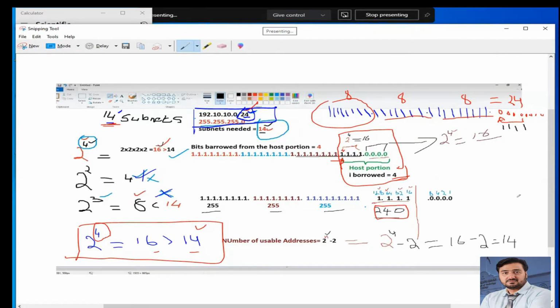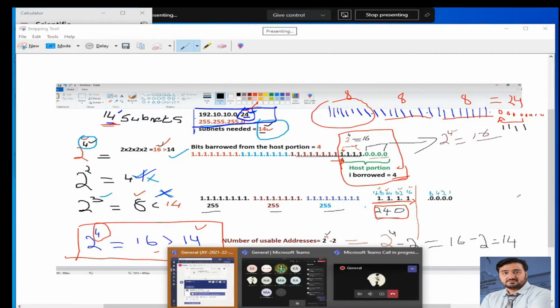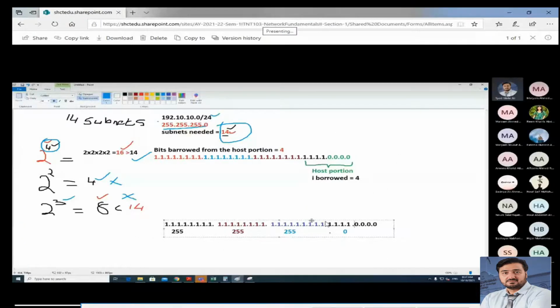These are your subnetted values. If you add these values, 128, 64, 32, 16, it becomes 240. So your subnet mask will become 255.255.255.240. This will be your subnet mask. Last time we saw this and filled in the details here.